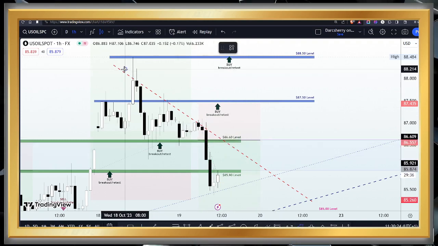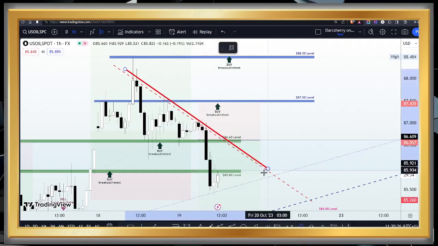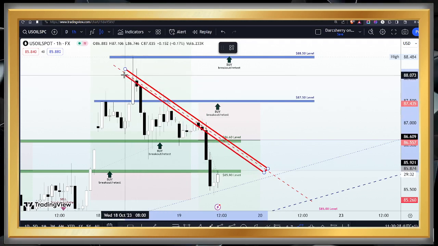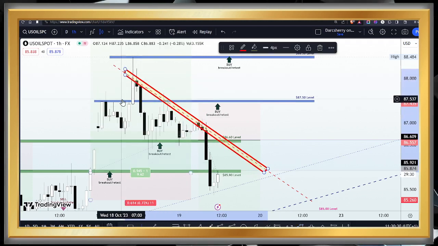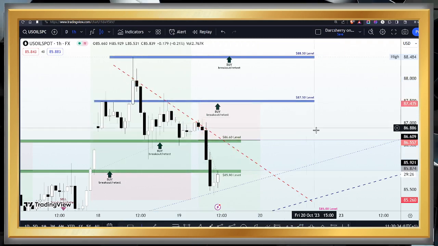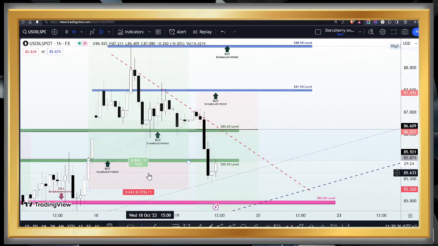Importantly, I want to see price slice through this descending trend line, hereby negating the idea that this trend line is strong enough to push price to the downside. Now, inasmuch as we still hold on to the bullish perspective in this market, we cannot ignore the potential of sellers. You know how we do it in this community. We also want to keep in mind that sellers could still push price to the downside.